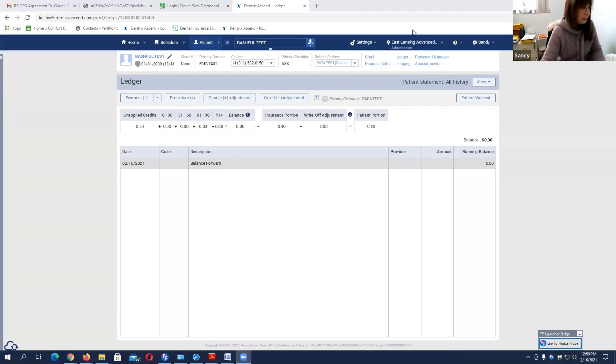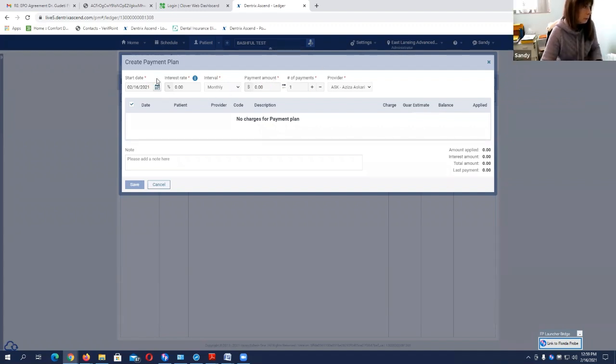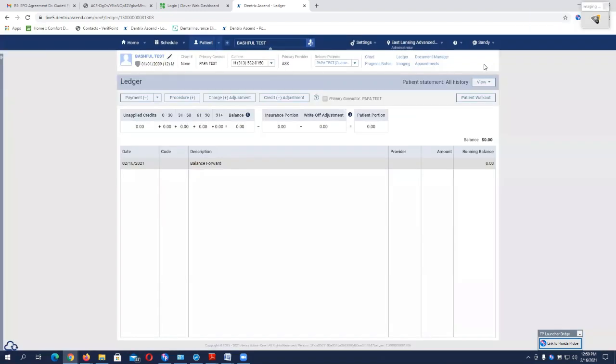Okay, so this is up here under the payments. There's create a payment plan. Yeah. So this is where they can put in the amount. We don't do those, right? When it will be in the ledger, it will say it's a payment plan.